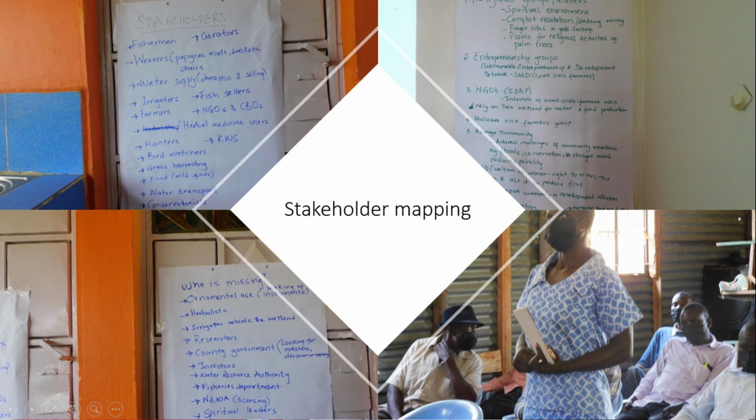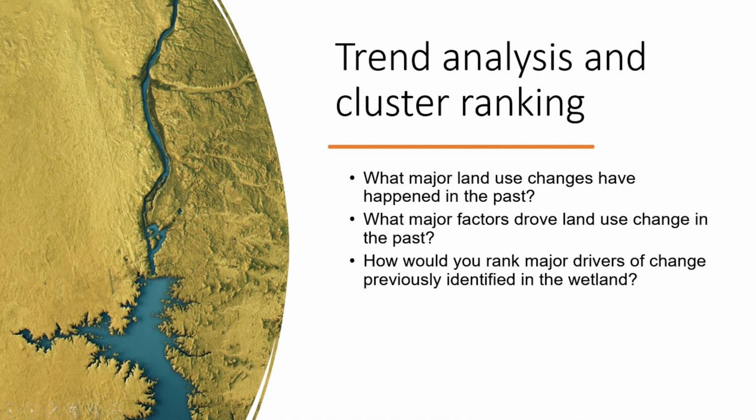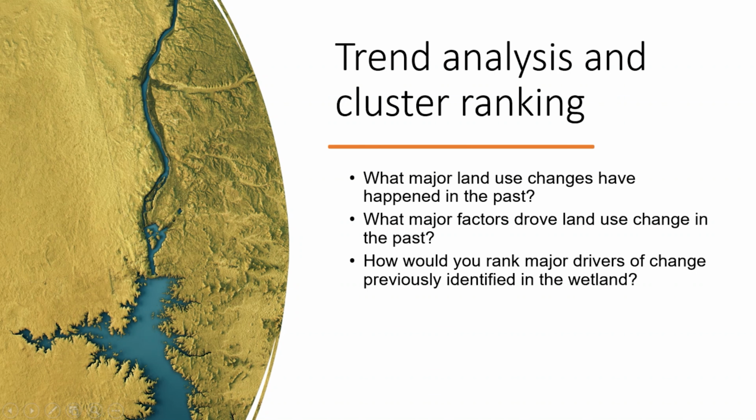So then we did the trend analysis and cluster ranking. So basically looking at what are the major land use changes that have happened in Yala wetland. Then we looked at some of the major factors that drove land use change. So what was going on?